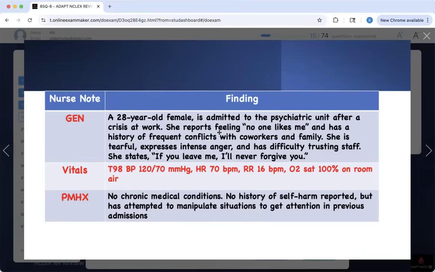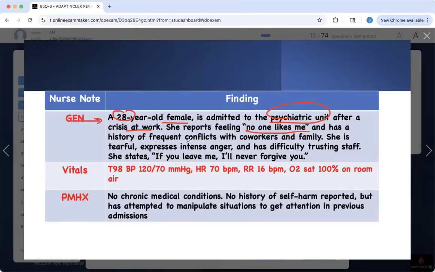So when you see a psych case study, just bring your content. How do you read it? Start reading from the first 2 sentences and figure out if you know what is going on. 28-year-old female, okay? Admitted to the psych unit, okay? Crisis at work, something happened at work. There's a trigger here. She reports, no one likes me. That's a chief complaint. Bring this to the psych environment now. If somebody said no one likes you, some diagnosis should pop out in your head right now.